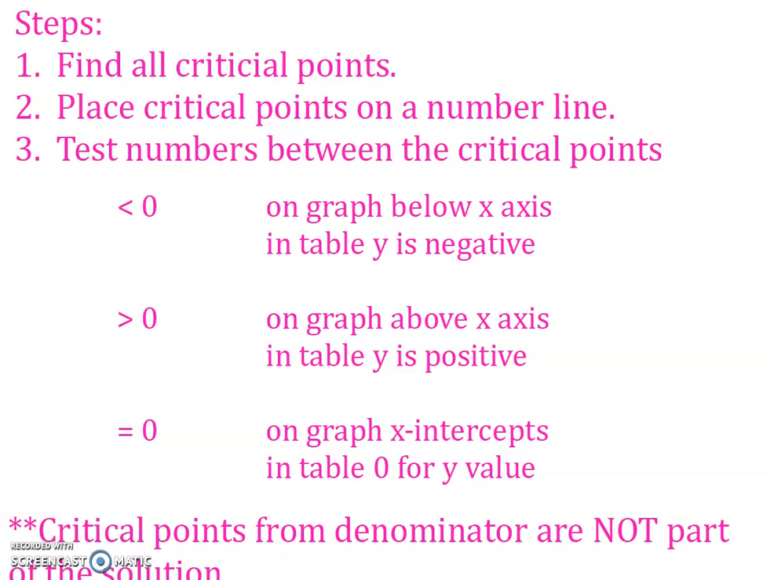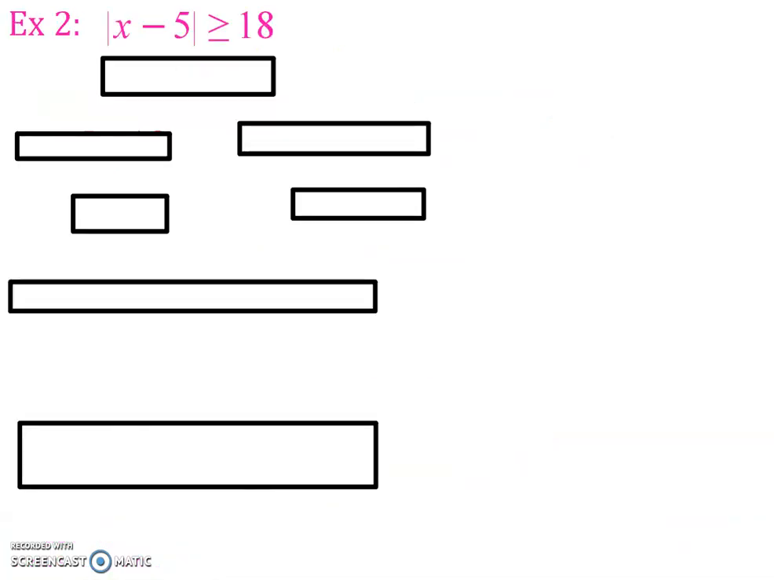So let's take a look at an example. So we have the absolute value of x minus 5 is greater than or equal to 18. So we're using the critical point method. There's no denominator, so we don't have to worry about that. But doing critical points, we're going to pretend like that inequality is an equal sign. So let's rewrite it with an equal sign. And then we solve it like normal.